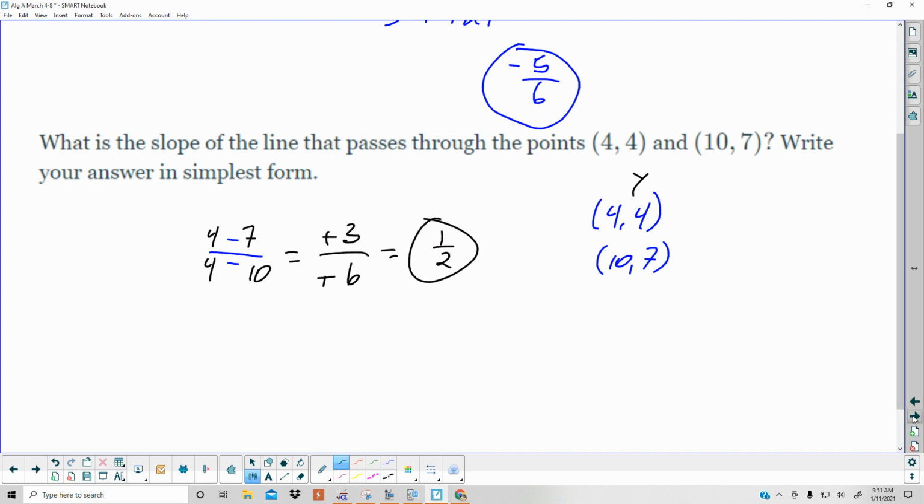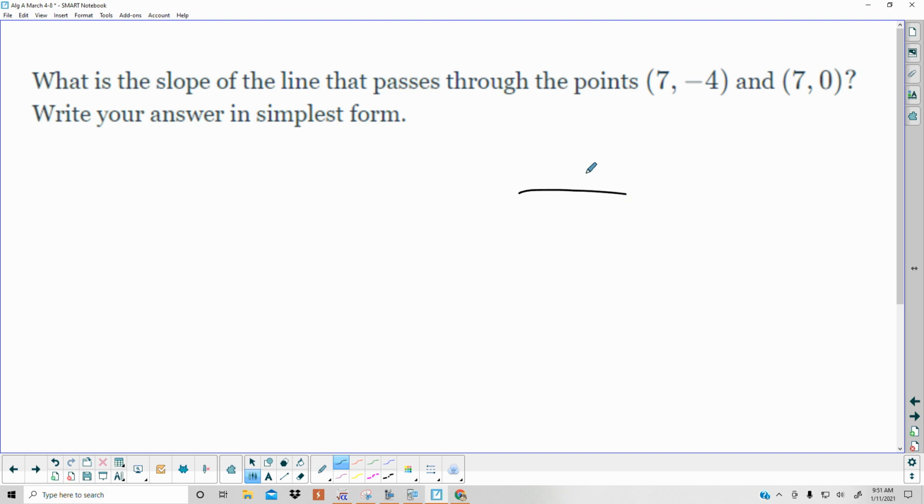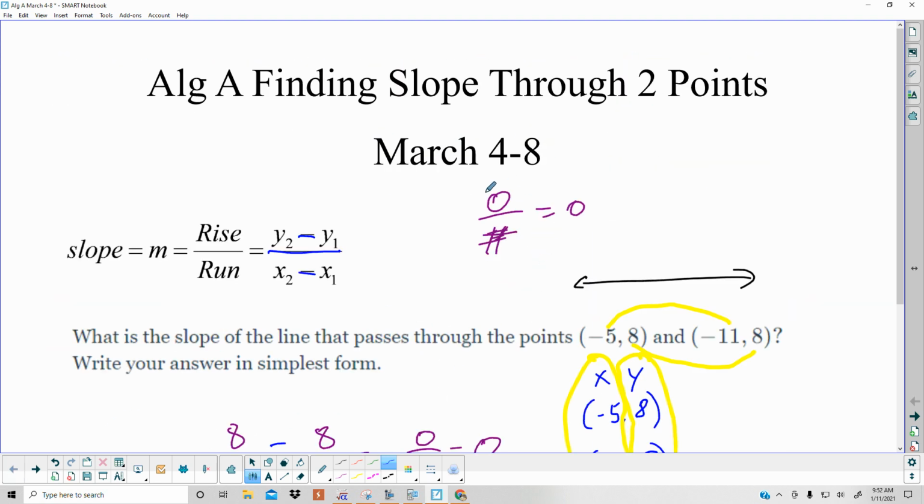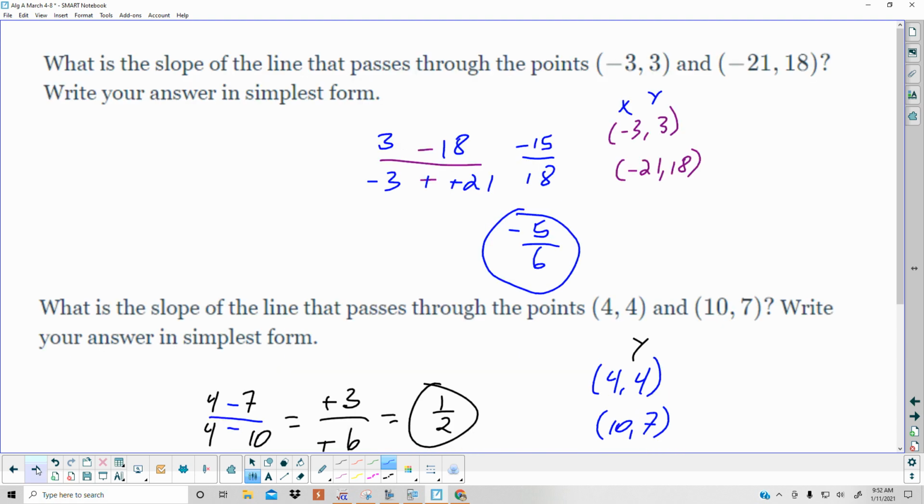Let's try one more. Fraction bar. Put the numbers 7, -4, one over the other, 7, 0. Y's are on top, -4, 0. X is on the bottom, 7, 7. Top is -4, the bottom is 0. Now, this isn't worth 0. When 0 is on the top, it's worth 0.